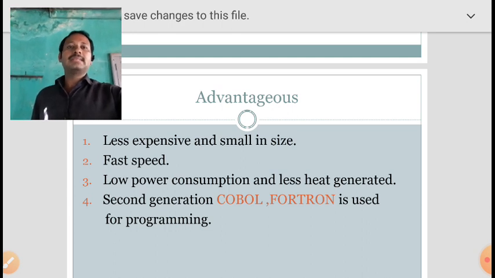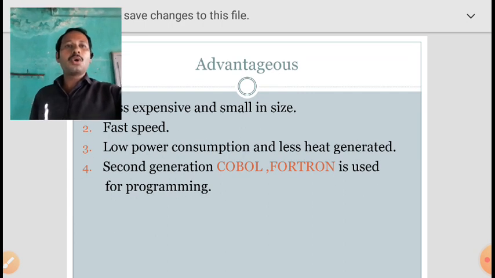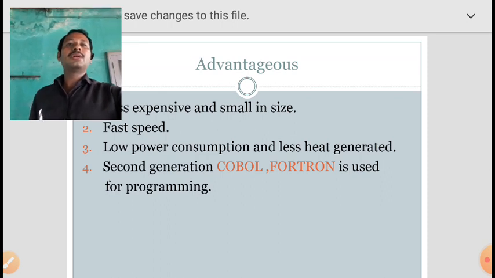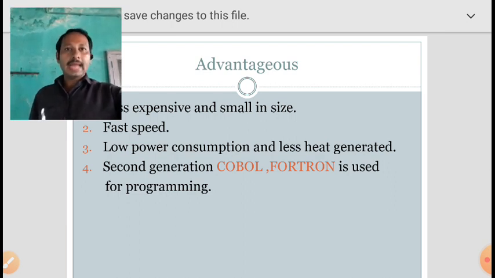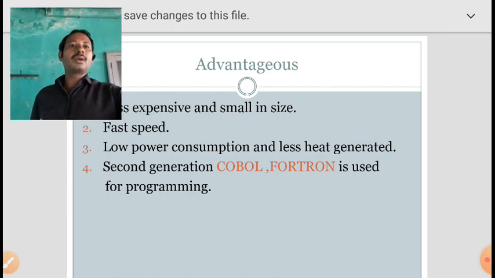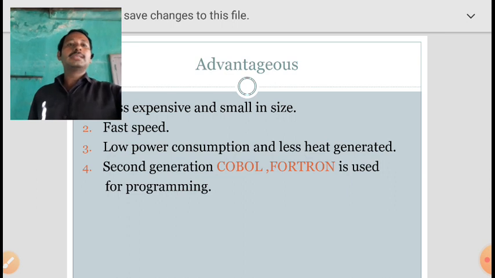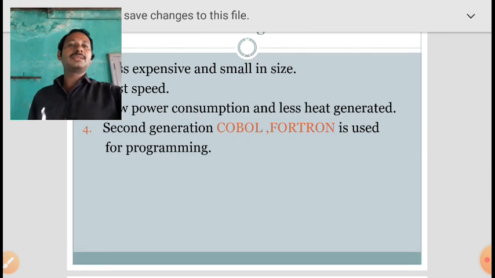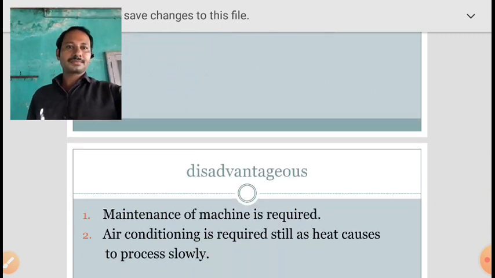In the second generation we can use COBOL and Fortran for programming. In these years two languages were used: COBOL, Common Business Oriented Language, which is used for business purposes, and Fortran, Formula Translation, which is used for scientific work. So in the second generation you can use two languages, COBOL and Fortran.